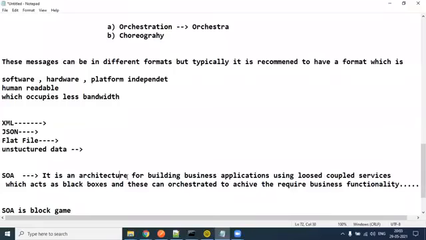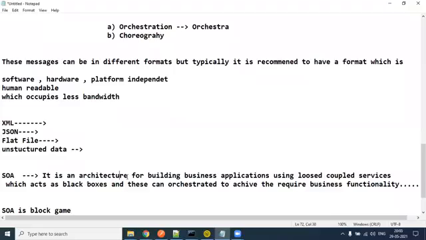So if service A needs to talk to service B, service A need not know what the core functionality is, or what code is written in service B. All it needs to know is how to integrate with service B, or how to interface with service B, right? It does not need to know everything inside it.